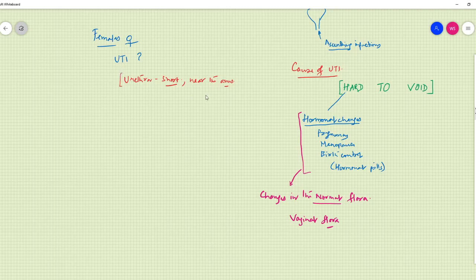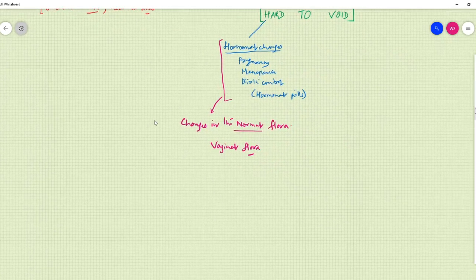Okay, so yeah, and so in the women, the vagina is populated by a normal flora. The most important normal flora is lactobacilli. Okay, so this lactobacilli thrives in somewhat an acidic pH, and it kind of prevents the pathogenic bacteria from growing. Now, if there are hormonal changes, those can interfere with the normal flora, and that will make the person more susceptible to having UTI.